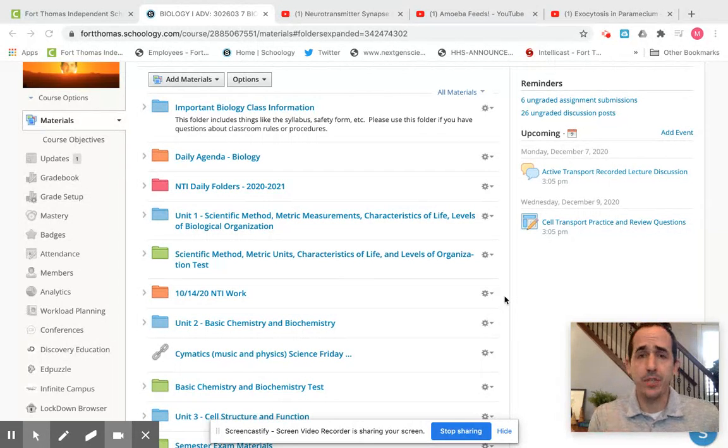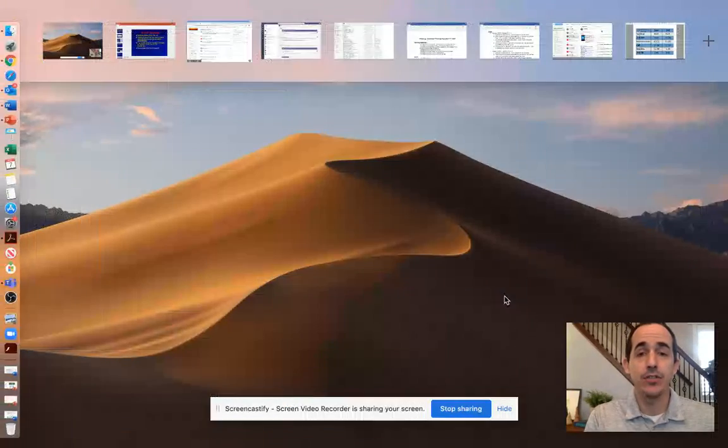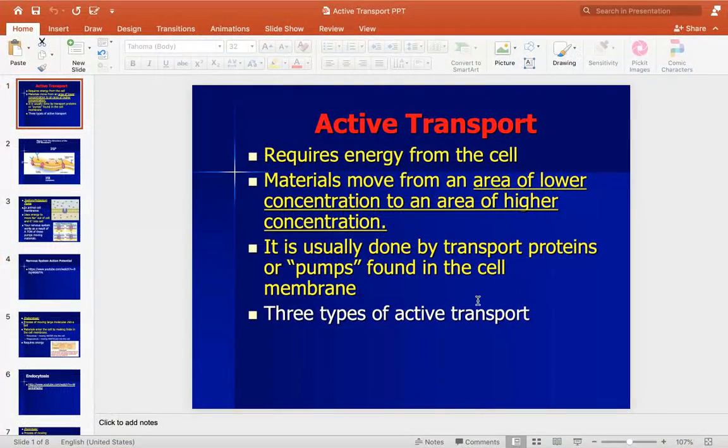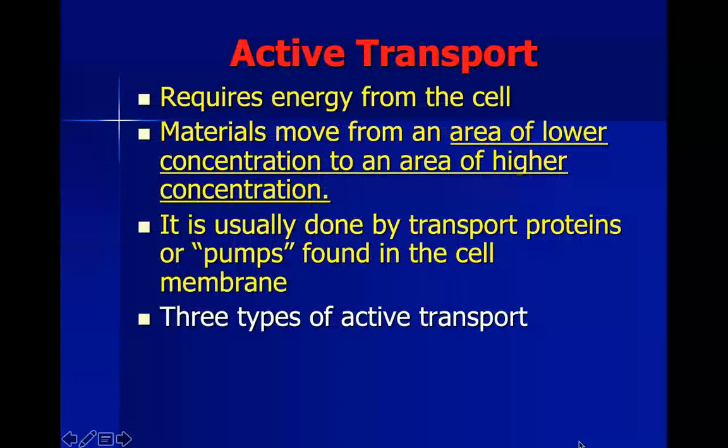I'm going to share my screen with you. I'm going to go ahead and go to a PowerPoint and we're going to start talking about active transport. So let's do it. All right, active transport. Last week, we talked about passive transport. We talked about the cell membrane. So today, we're going to talk about this last little bit of cell transport, focusing in on active transport.